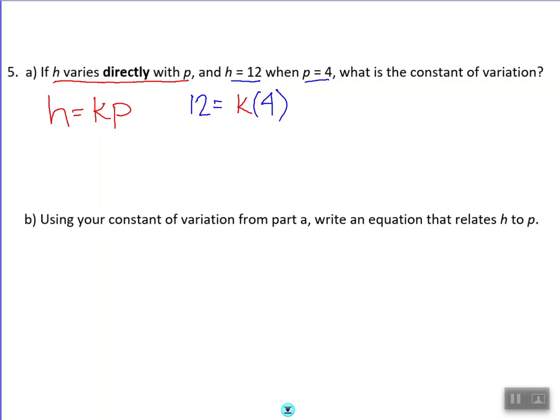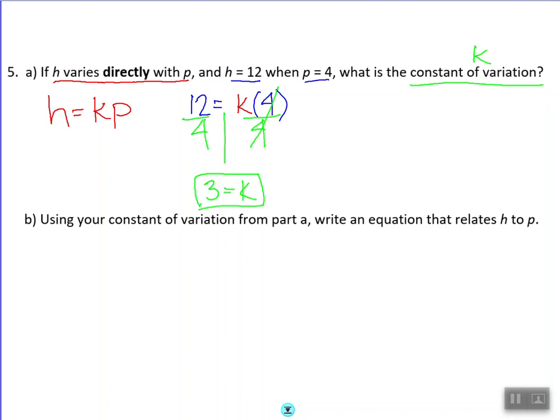The last part says, what is the constant of variation? Remember that constant of variation is k. So I need to solve this equation for k. So I just need to divide by 4, and I get that k equals 3. And that's it for part A.